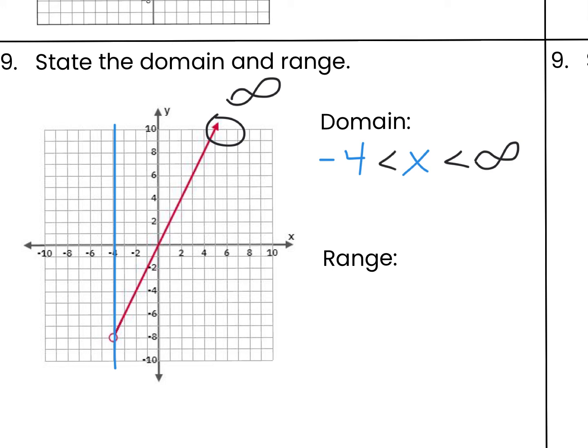For my range, I'm going to cross that starting point at -8. So y is going to be in between -8, but as you see, I also go up to positive infinity again. So y is less than infinity, but y is also greater than -8. Remember that there was a hole at the starting point right here. So that's why I use this as my inequality for both my x and my y.